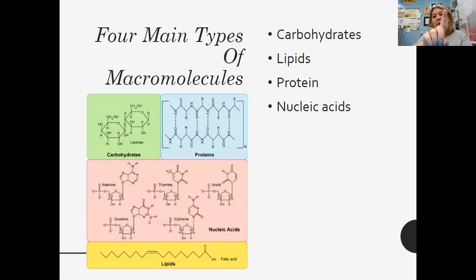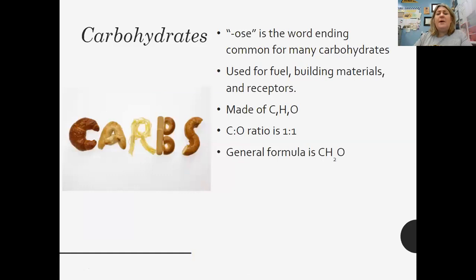Today we're going to tackle carbohydrates. It's not that difficult. Then we're going to get to lipids and nucleic acids. We're going to do those together. And we save proteins for last because it's a little more complex. So let's talk a little bit about carbs.